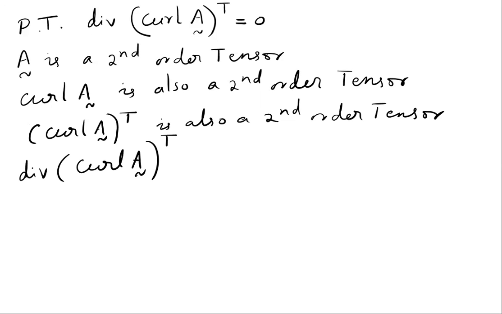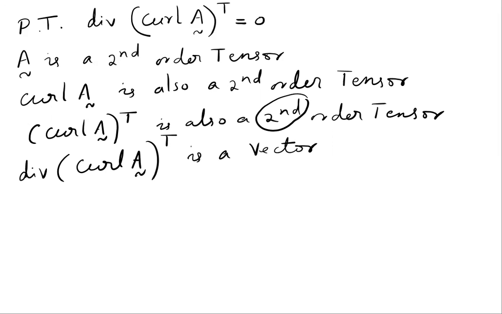So, divergence means the order will get reduced by 1. Curl of A whole transpose is a second order tensor, right? So, divergence of this is a first order tensor, and a first order tensor is nothing but a vector. So, this is a vector. So, how many free suffixes? Only one free suffix. Okay.